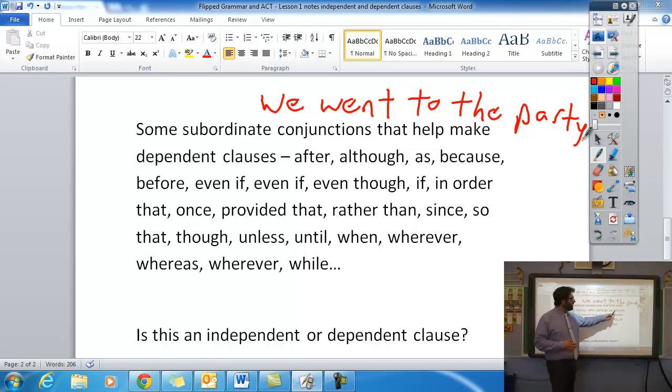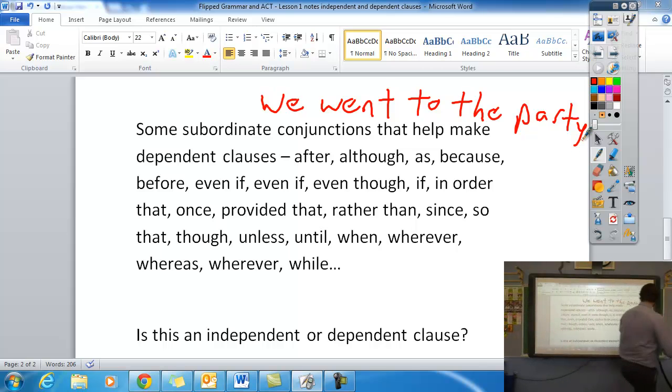As we went to the party. Because we went to the party. Before we went to the party. Even though we went to the party, if we went to the party, and so on, right? Whenever we go to the party, while we went to the party, whatever it is, all these subordinating conjunctions, like we said, make dependent clauses, okay? So that's a quick little rundown of our clauses, our building blocks of sentences, right? So we take these different clauses and we put them together in different ways to make bigger and more sophisticated sentences. But before we move on to our kinds of sentences, let's make sure we can identify what's an independent clause and what's a dependent clause.